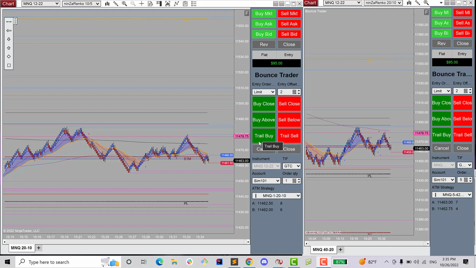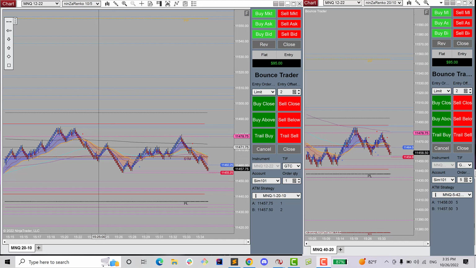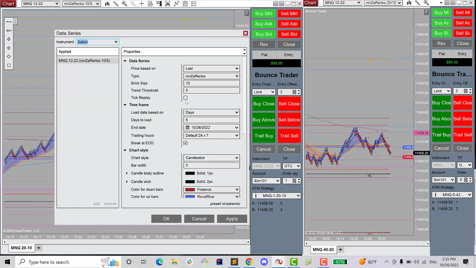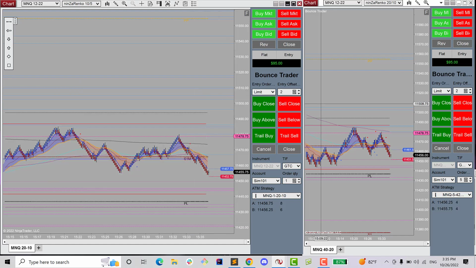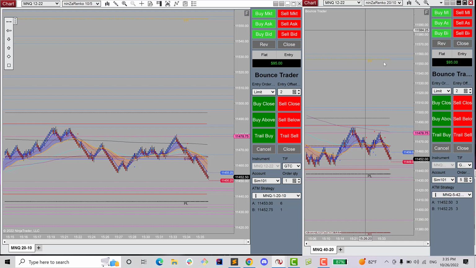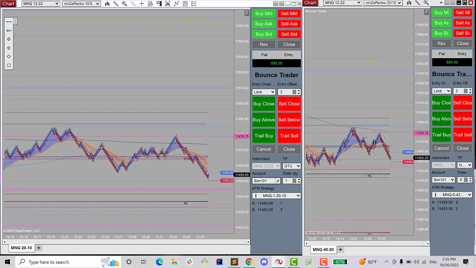So my setup is on my left side. It's NinjaTrader Renko charts. Their configurations are 10 and 5, which is brick size 10, threshold 5, and on the right side it's the same thing, only in double the amount. So this one is a 20 and 10.